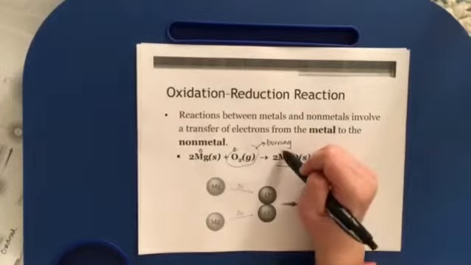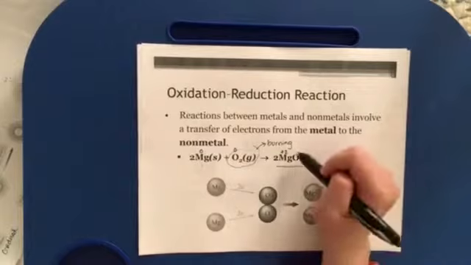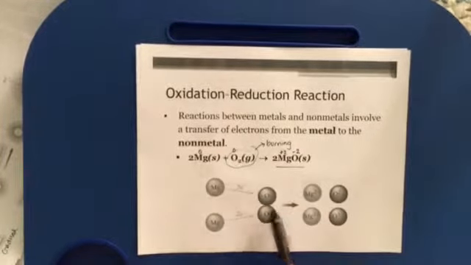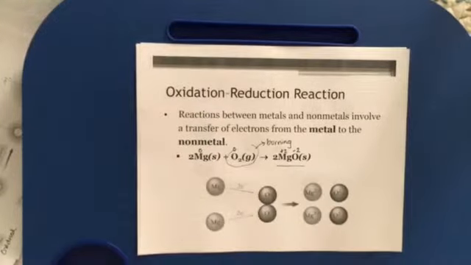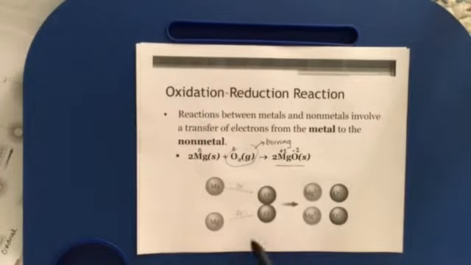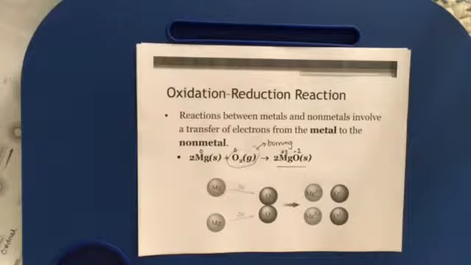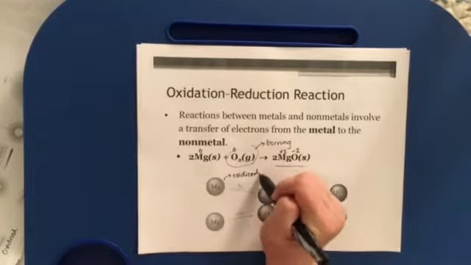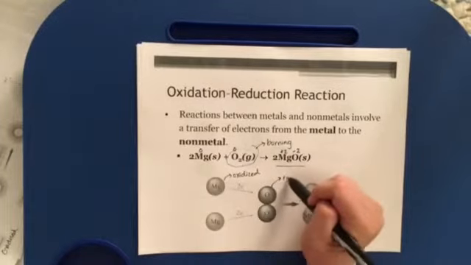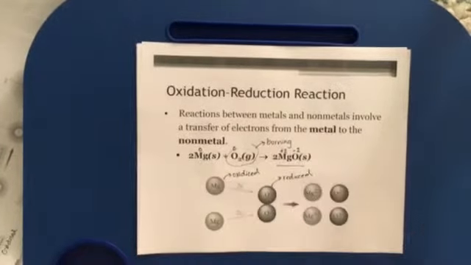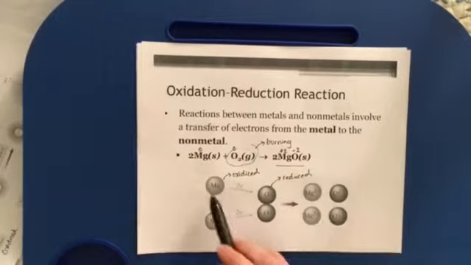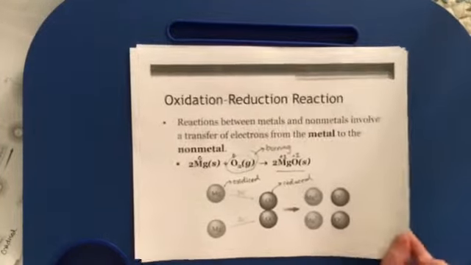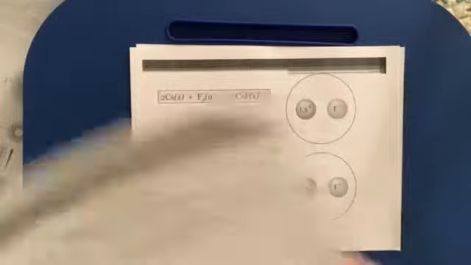And then over here, you've got magnesium as a +2 and oxygen as a -2. And so what's happening is oxygen is stealing electrons from magnesium, or magnesium's giving electrons to oxygen. And so magnesium here is becoming oxidized. Oxygen is being reduced. More positive, more negative. It's all about this transfer of electrons.